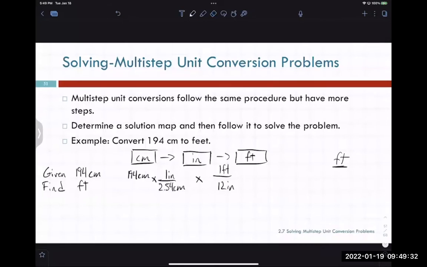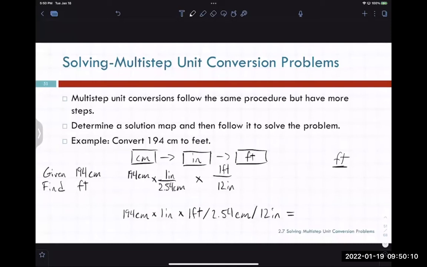The way I like to do it is just multiply all of the numbers on top. So if I type that into my calculator, it'll look like 194 centimeters. I'm going to write these in for the sake of example, but you don't need to include the inches or the ones. So 1 inch times 1 foot, then divide by 2.54 centimeters, divide by 12 inches, and then hit equals.